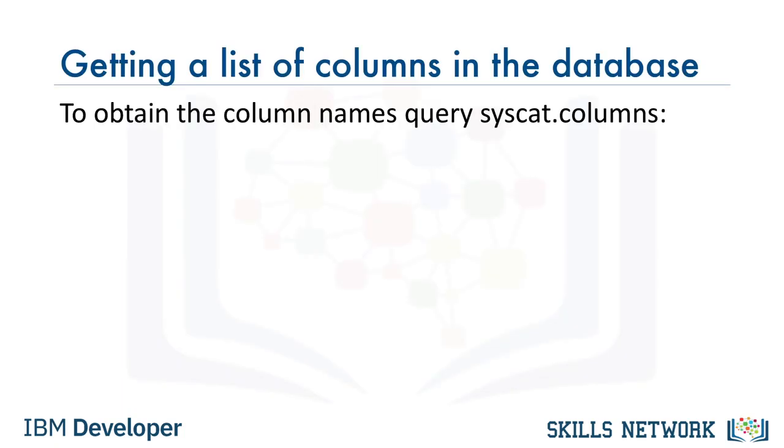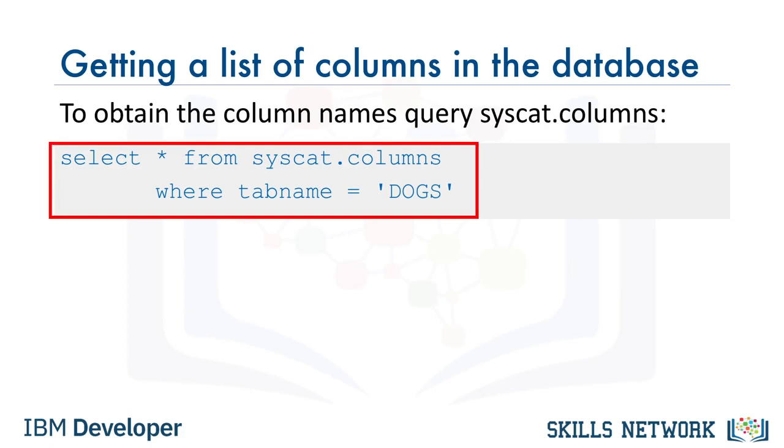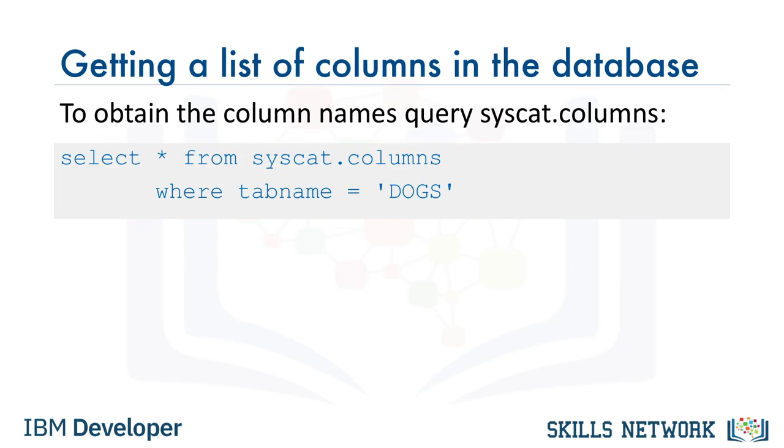Next, let's talk about how to get a list of columns in a table. If you can't recall the exact name of a column, for example, whether it had any lowercase characters or an underscore in its name, in DB2 you can issue a query like the one shown here. Select star from SYSCAT.COLUMNS where TABNAME equals dogs. For your information, in MySQL you can simply run the command show columns from dogs.